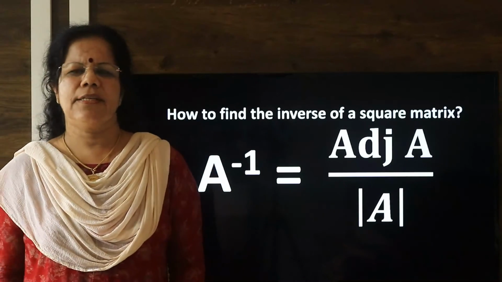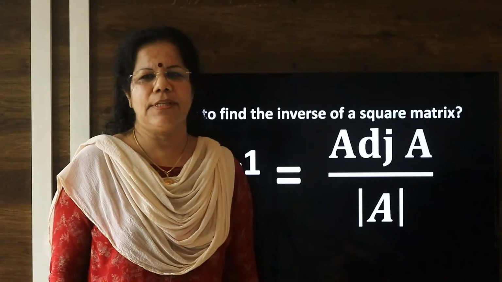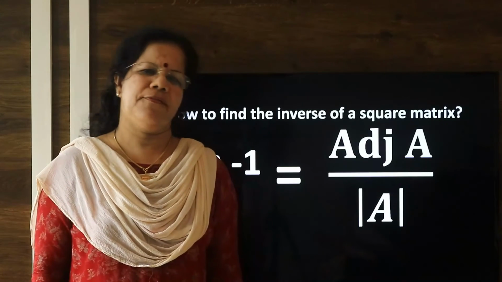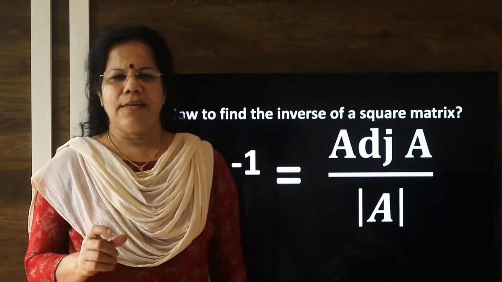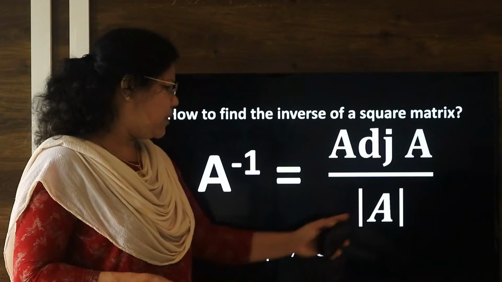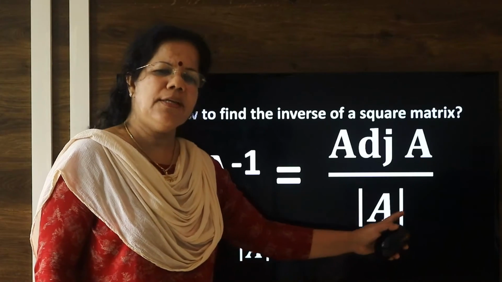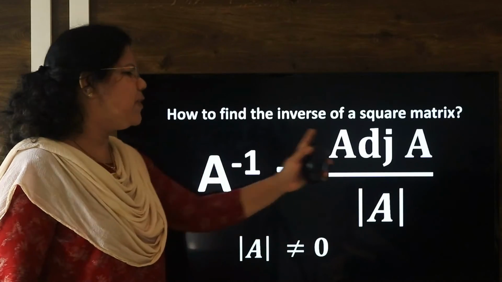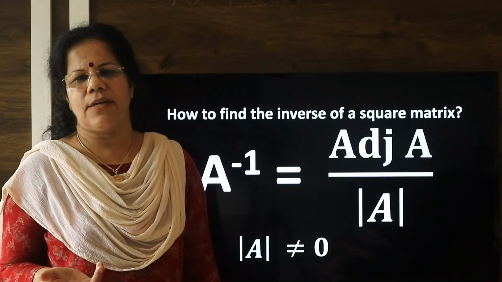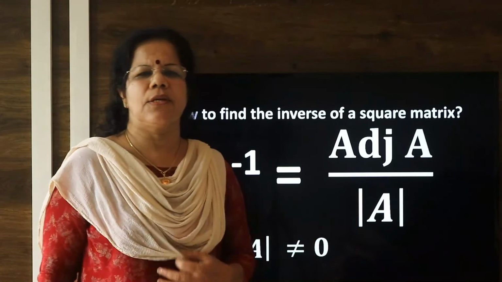Now, the definition is A inverse is equal to adjoint A by determinant A. You can recall those things, adjoint A or not, that you verify, okay? Here you see determinant A is in the denominator. Here, determinant A should not be 0, right? If determinant A is 0, this A inverse we say is not defined. We know division by 0 is not defined. So A inverse is not defined if determinant A is equal to 0.